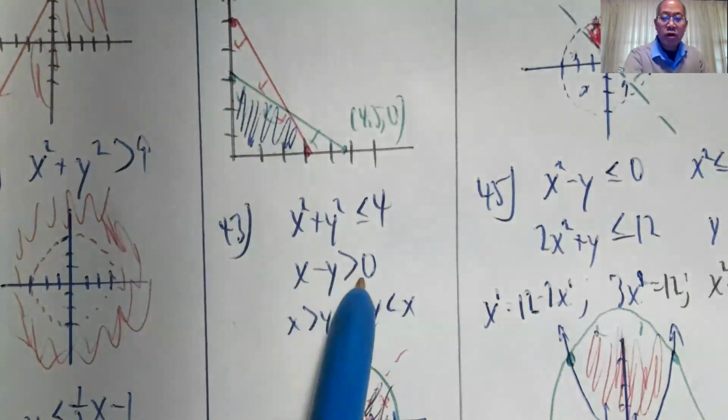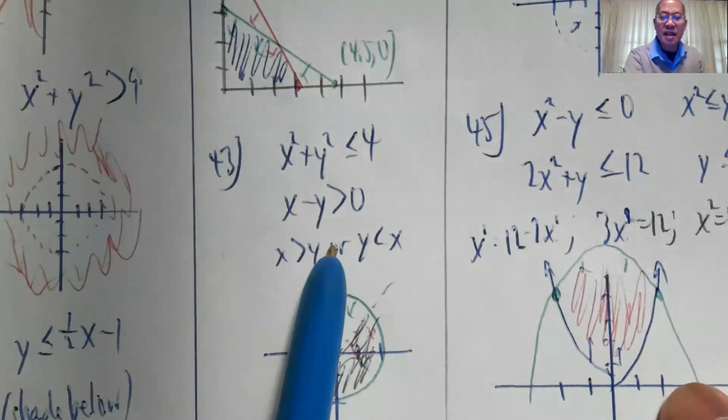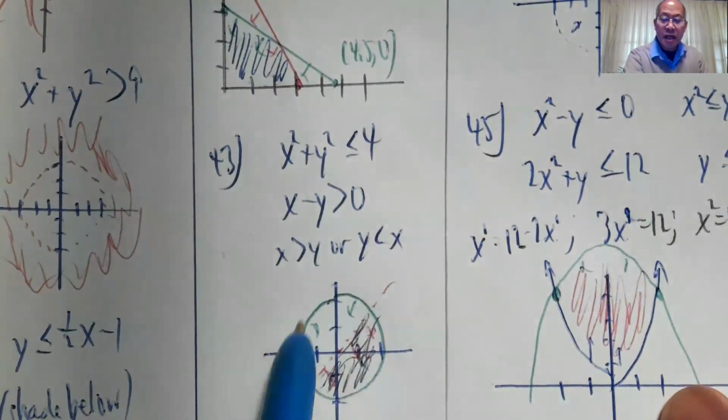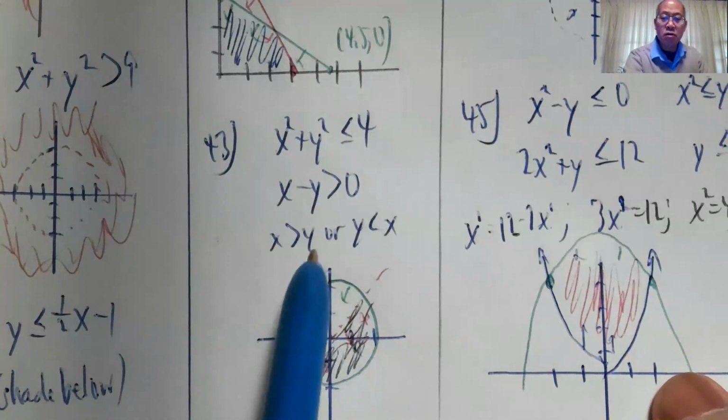47, x minus y is greater than 0. If I add y to both sides, it says x is greater than y or y is less than x. So x squared plus y squared is less than or equal to 4. It's everything inside the circle of center of the origin, radius 2. So I have some green arrows pointing inside the circle.